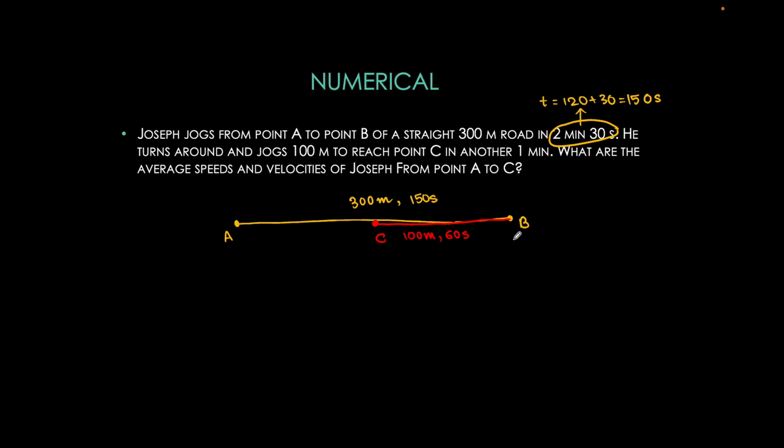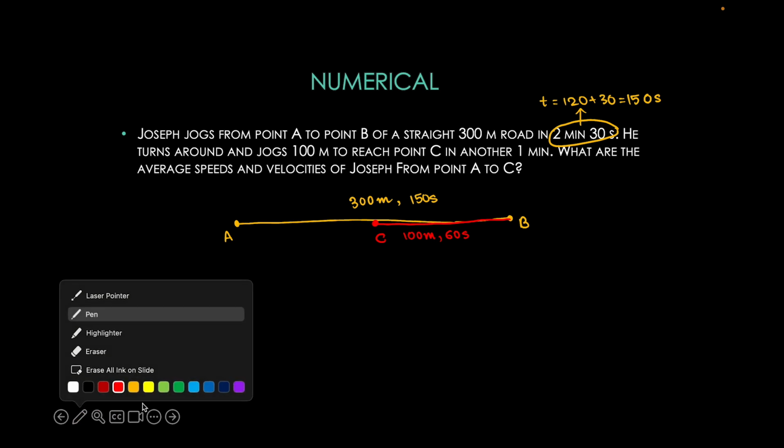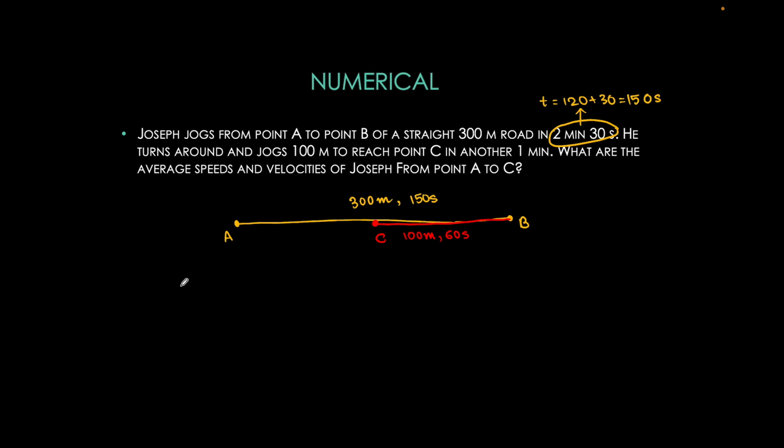Now, what is asked is, what are the average speed and velocity of Joseph from point A to point C? Now, the first question is, what is the average speed? We know that the formula for average speed is total distance by total time. Am I right? Okay. So what is the total distance here?